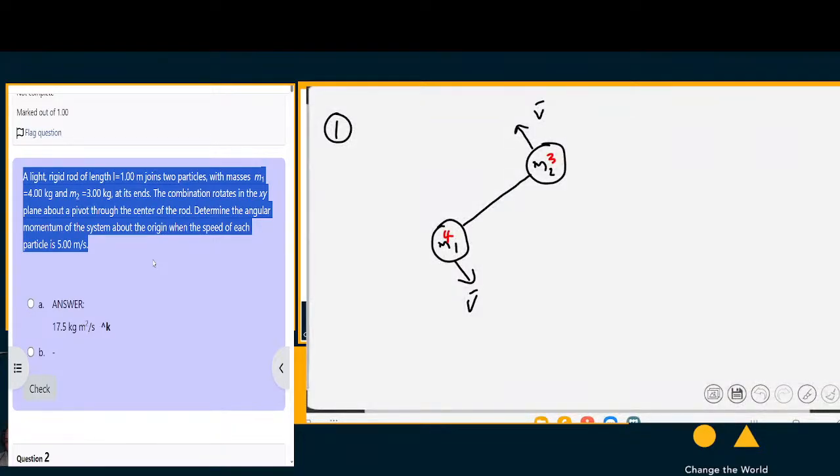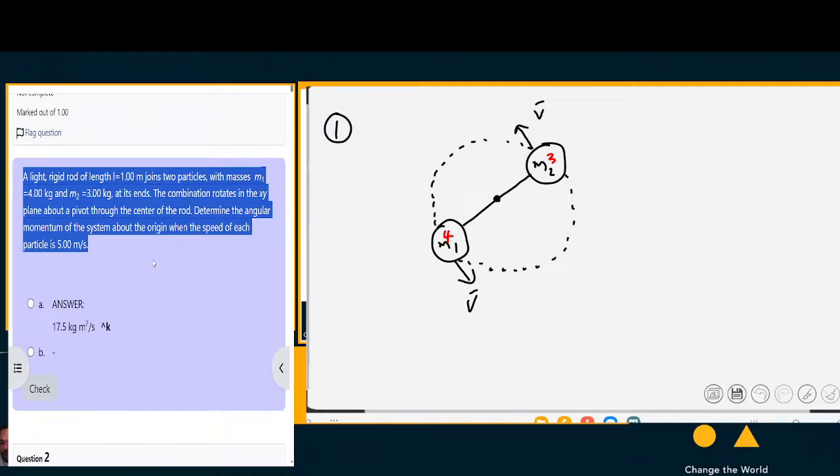So we have this situation, and this block is spinning, or rather, why do I keep saying block? This rigid combination rotates in the XY plane about a pivot at the center of the rod. So it's spinning like this, it's going around. Determine the angular momentum of the system about the origin, where the speed of each particle is 5 meters per second. So the speed is 5 meters per second.